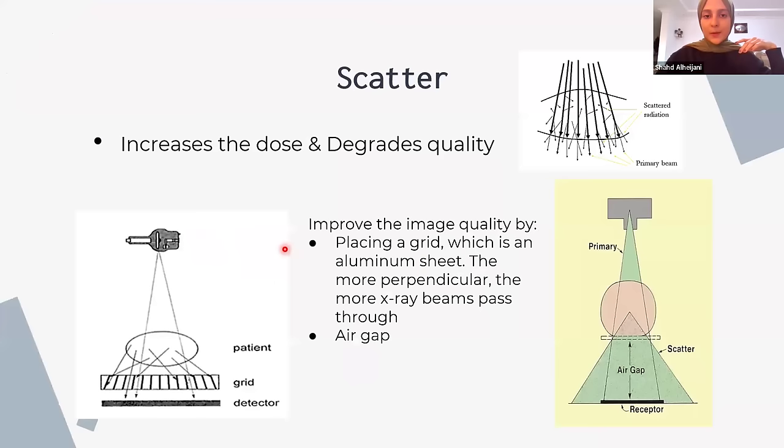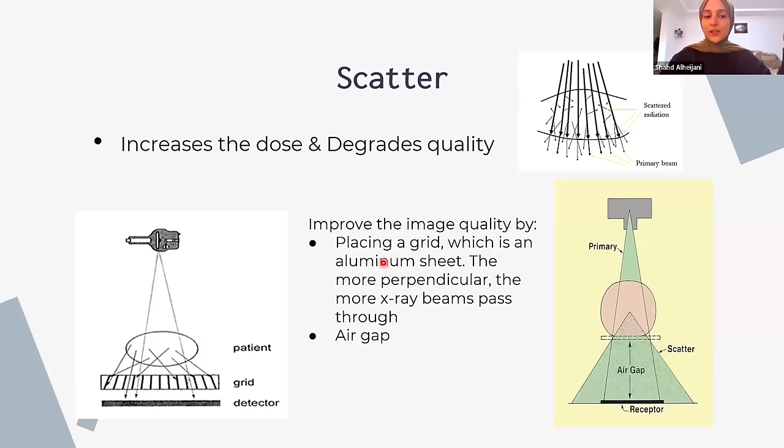Okay. Now, talking about scatter. We discussed scatter before. So scatter will degrade the quality and increase the dose, as I mentioned before. So when we have an X-ray shooting into the body, most of it will be scattered. Most will not produce a specific image that we want. So this will only harm the patient by increasing the dose that is reaching the patient and will result in a distorted image. So it's not focused.